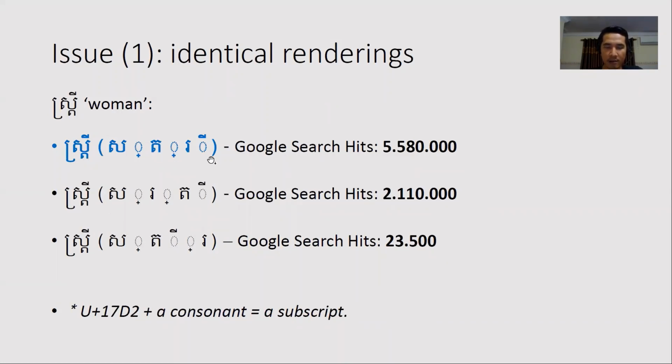This is considered the correct version, the correct ordering, because we have a base consonant, saw, and then we have the first subscript, so the 17D2, and then a consonant thaw. As I have told you earlier, the 17D2 plus a consonant is a subscript. So these 2 are considered a subscript, and it would be rendered like this, underneath the base. The second one is the 17D2 with consonant ro, and these 2 are rendered like this, on the side of the base.